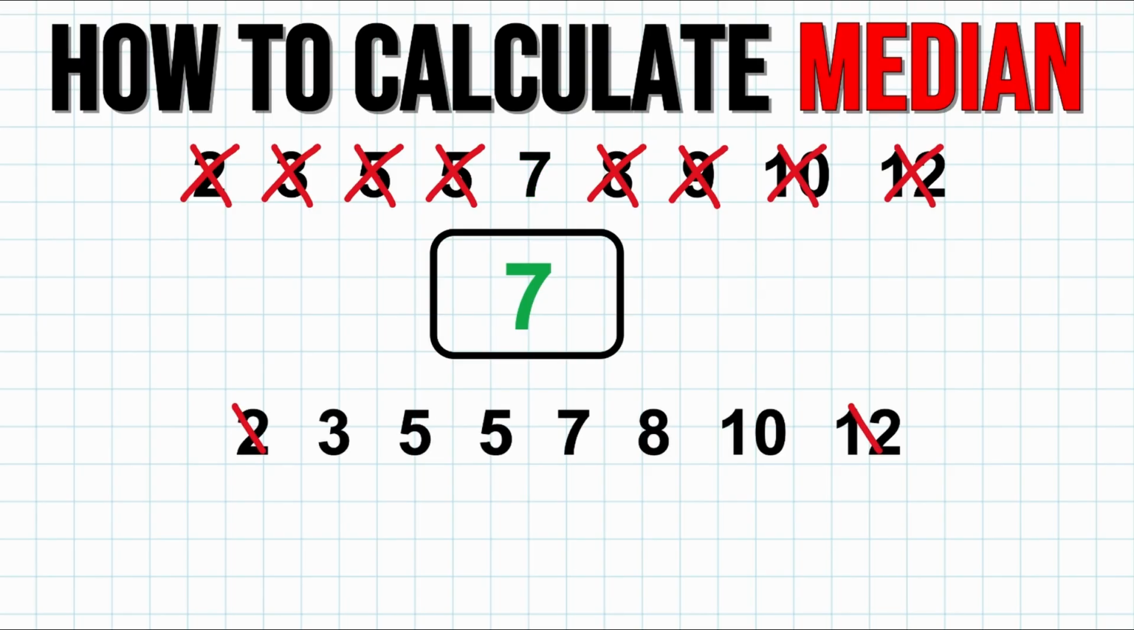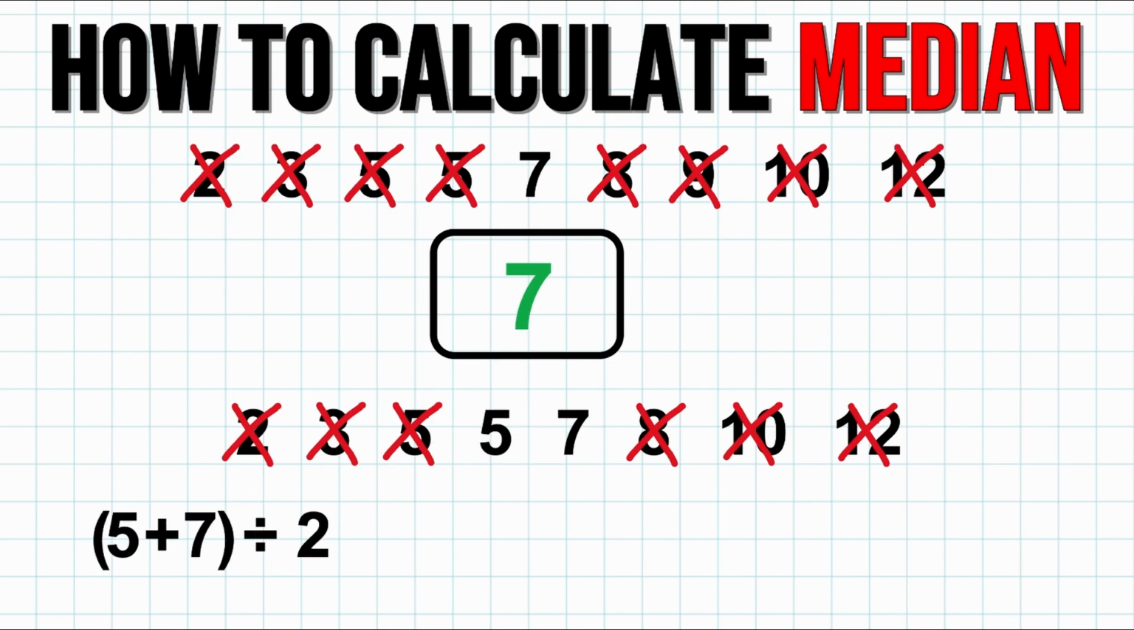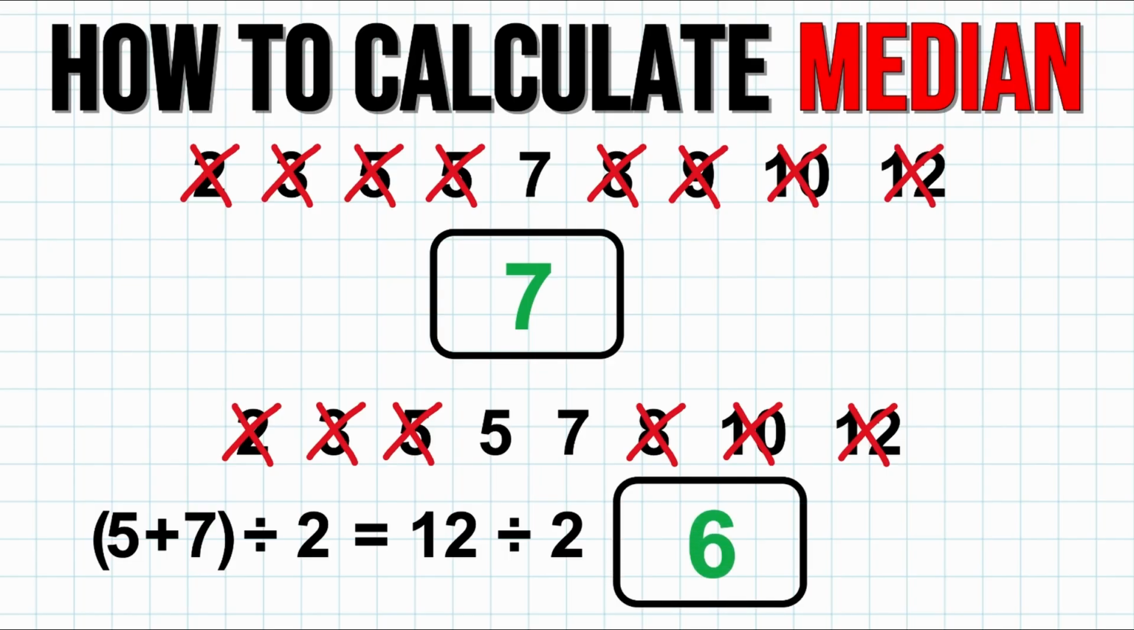If I scratch off the numbers from the outside working my way in, you'll notice that once I get to the middle, I don't have one number, I actually have 2. Well, in this case, I need to take my 2 numbers in the center, add them together, and divide them by 2. And what this effectively does is average the 2 numbers out. So here, 5 plus 7 is 12, and 12 divided by 2 is 6. So in the second set of numbers, the median is actually 6.